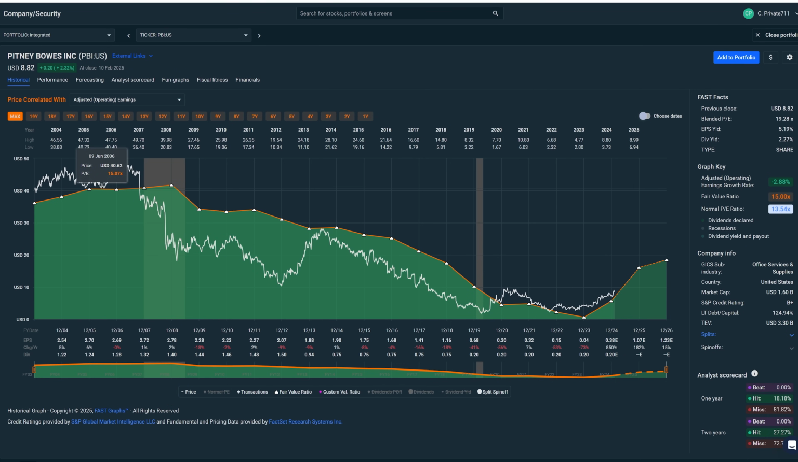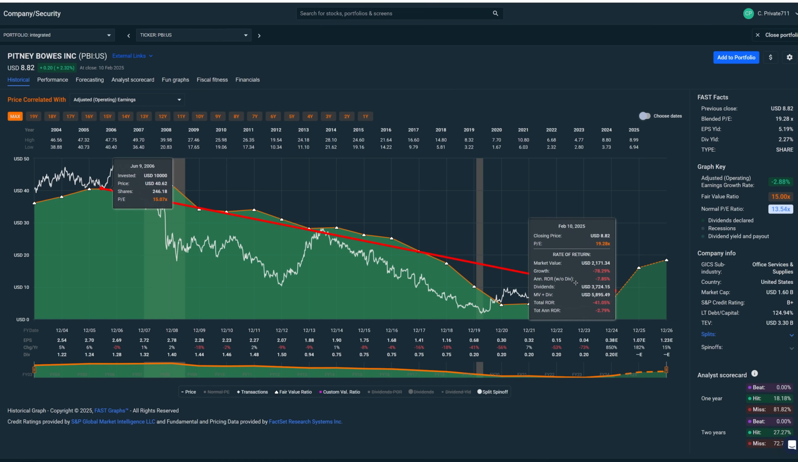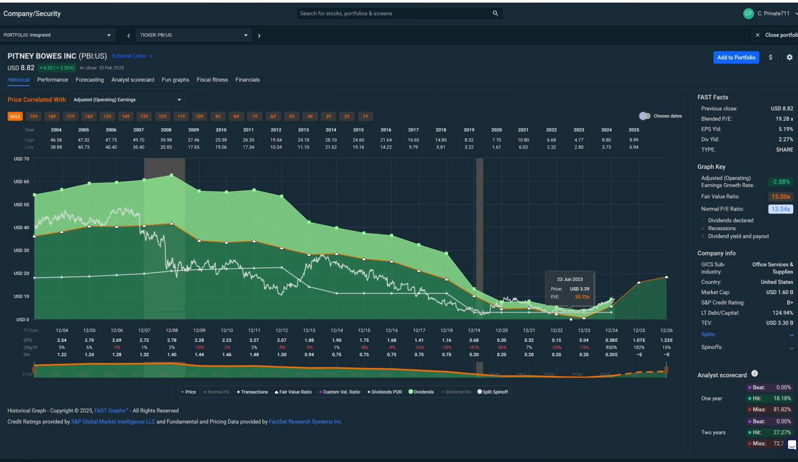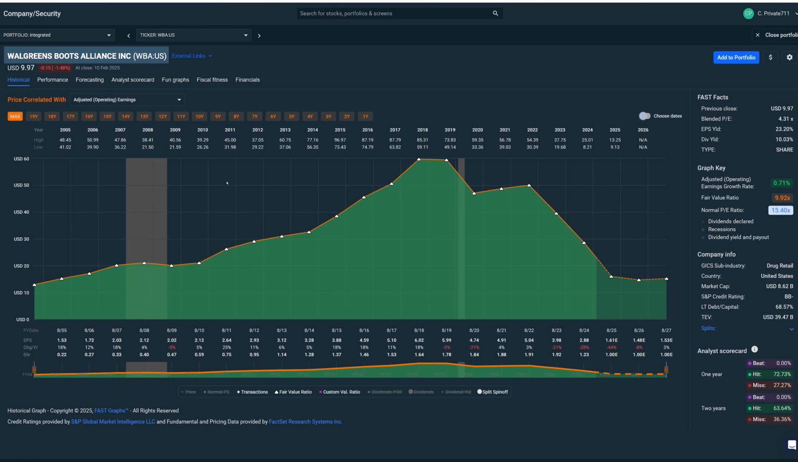So if you had bought this stock, even though it was theoretically trading at fair value or close to it back in June of '06, and held it through February 10th of 2025, you'd have actually lost 78% of your money. Your annualized rate of return would have been minus 2.79%. And by the way, this includes dividends that the company did pay along the way. We'll go ahead and include those dividends in here. There was a time where you were getting some dividends, but note that even the dividends were collapsing because the earnings were collapsing.